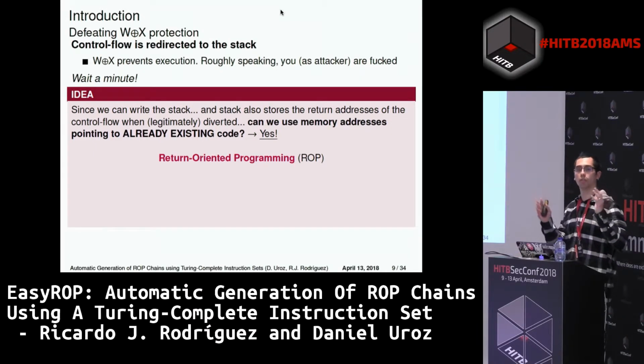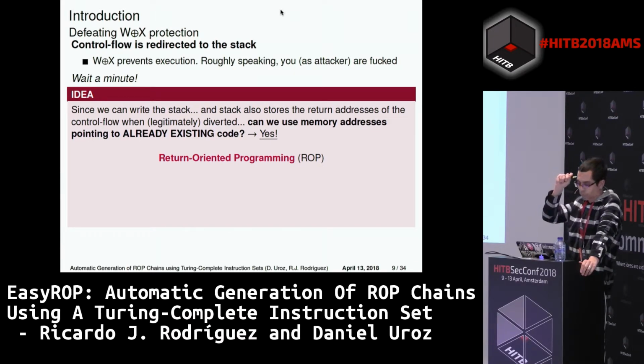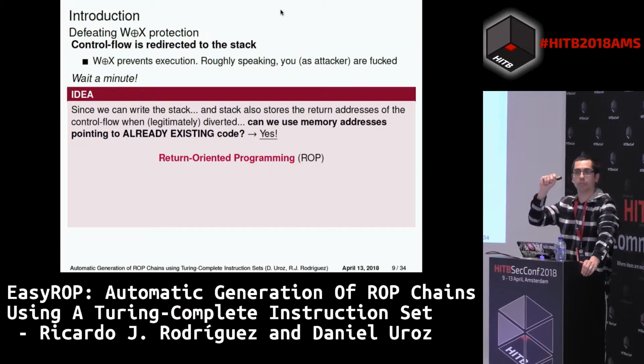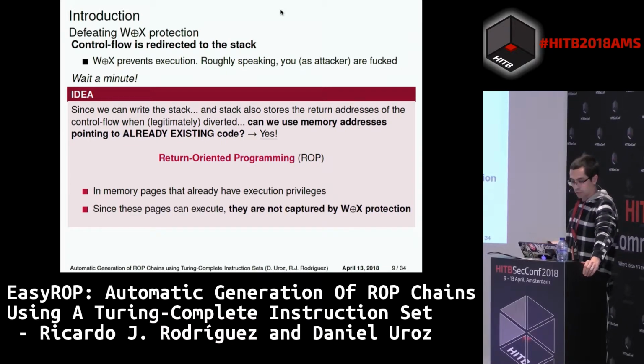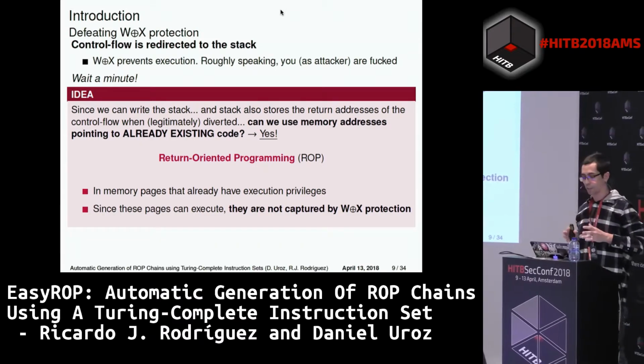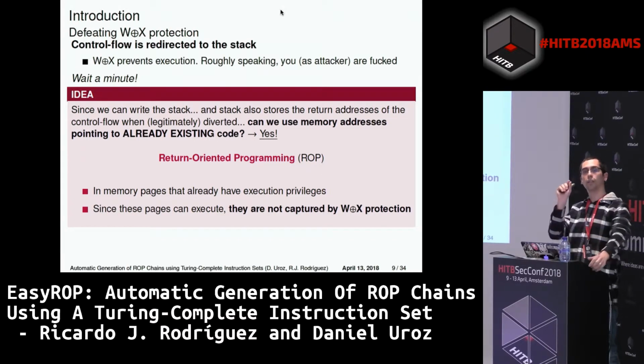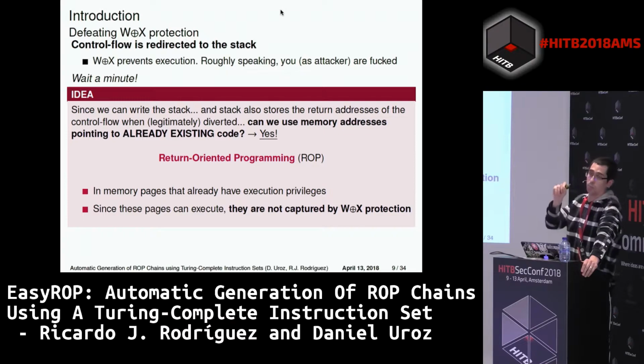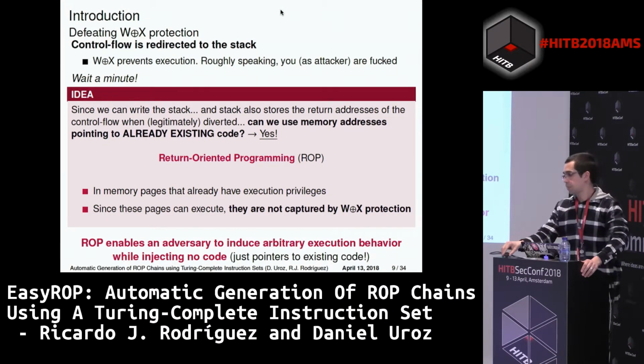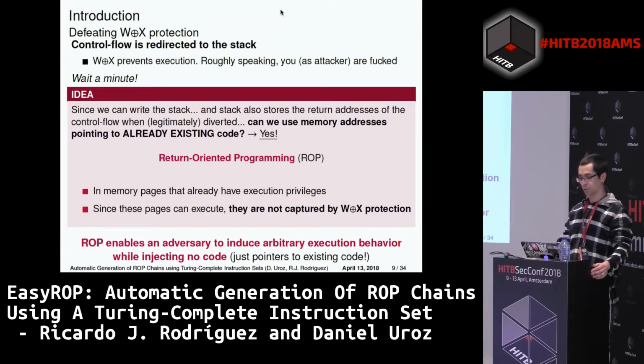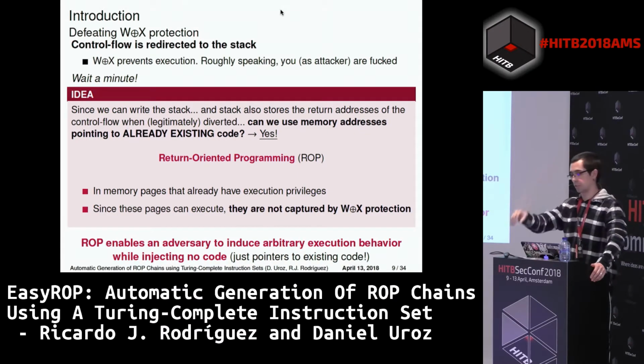This is the main concept of the ROP attacks, or return-oriented programming. This means that I'm going to insert into the stack just memory addresses of code that already exists in the memory of the process. So, since these memory pages already have the execution privileges, it means that these pieces of code that I'm setting into the stack will be executable. Okay, and this means that since these pages are executable, they will not be captured by the write or execute defense mechanism. Okay. So, roughly speaking, return-oriented programming allows an adversary to induce an arbitrary execution behavior while injecting no code. Okay, the attacker will use addresses of existing code in the process memory.